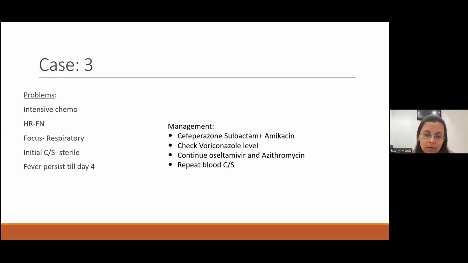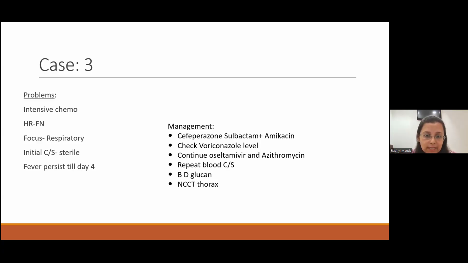Every alternate day we send blood culture, every 48 hours. If the child is having fever, every alternate day we send blood culture. If the child is afebrile, then there is no need to send. But if the child is having persistent fever spikes, you have to send blood culture every 48 hours.